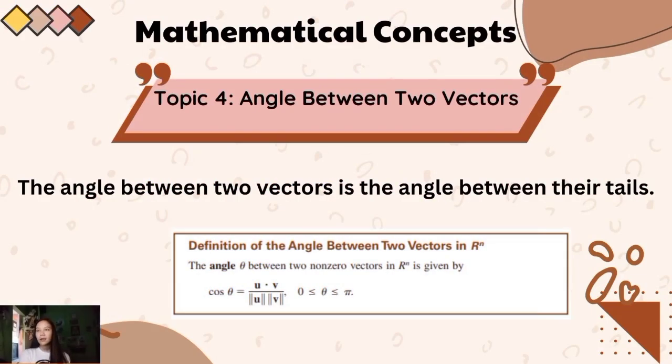Next is the angle between two vectors. The angle between two vectors is the angle between their tails. So, the definition of the angle between two vectors in R^n: the angle theta between two non-zero vectors u and v in R^n is given by cos theta equal to u dot v over the length of u times the length of v, wherein theta is greater than or equal to 0 but less than or equal to pi. So, proceed to our sample problem.